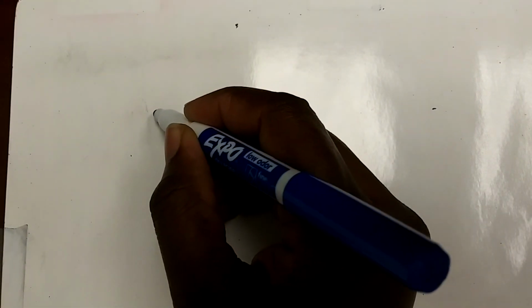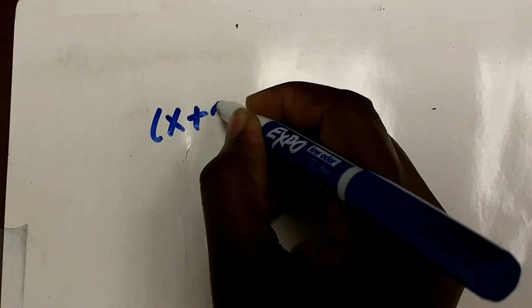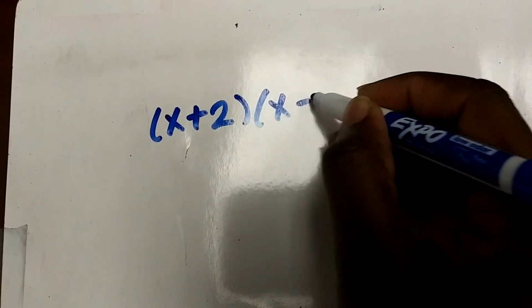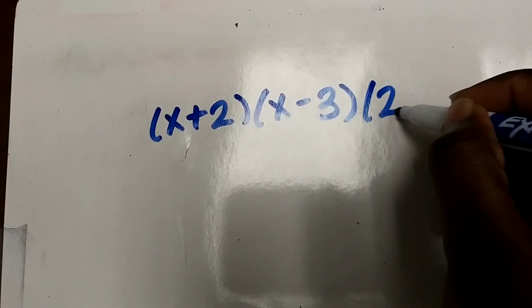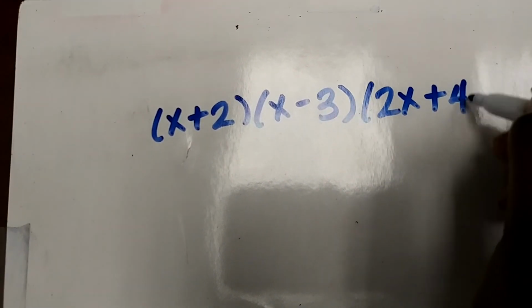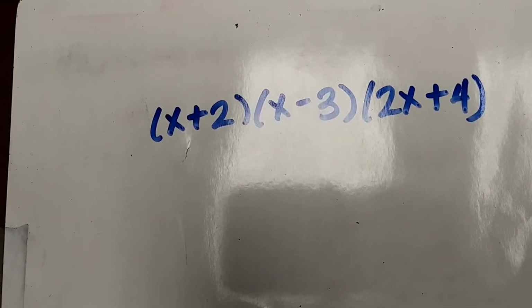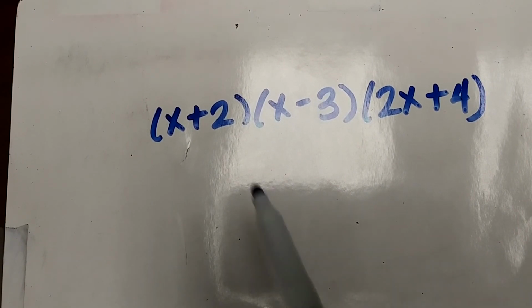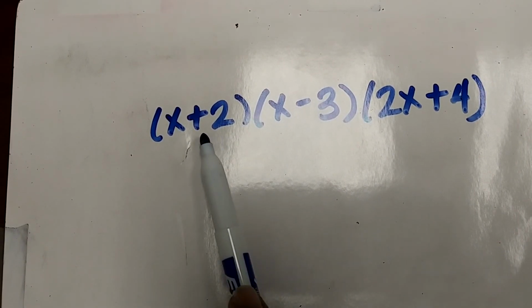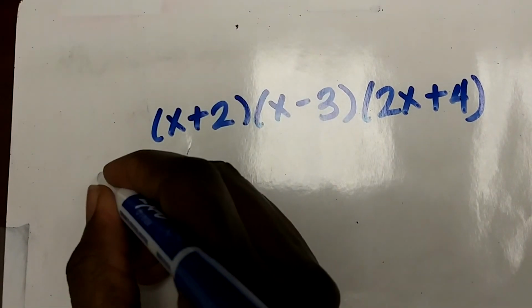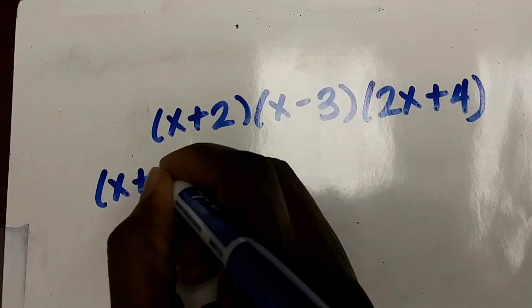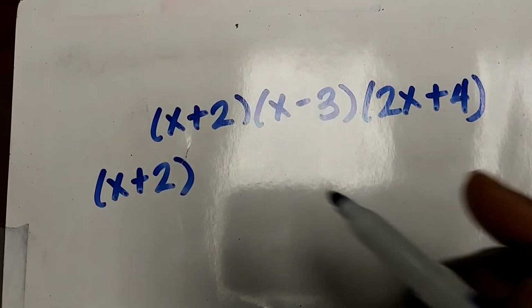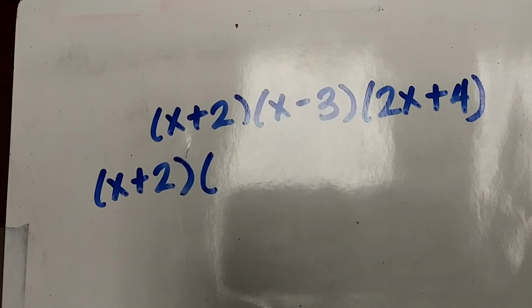Another observation on homework is that you may run across a problem that says x plus 2 times x minus 3 times 2x plus 4. You may run across problems that look like that. Don't panic. You multiply 2 at a time. You can either keep x plus 2 and FOIL out the last 2. It doesn't matter which order you go in because you're going to get the exact same answer.